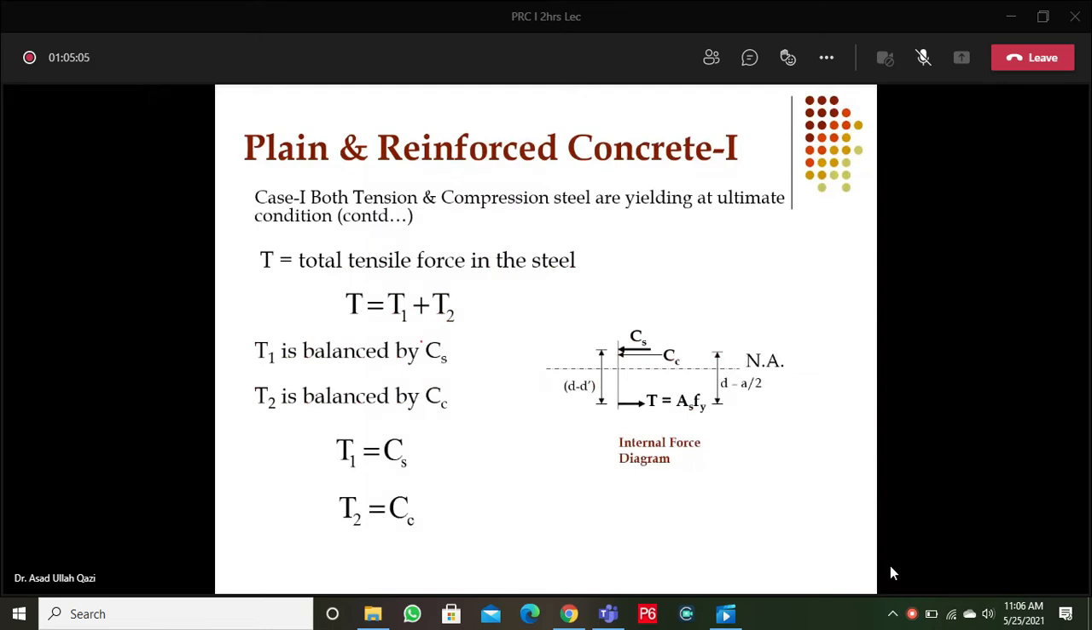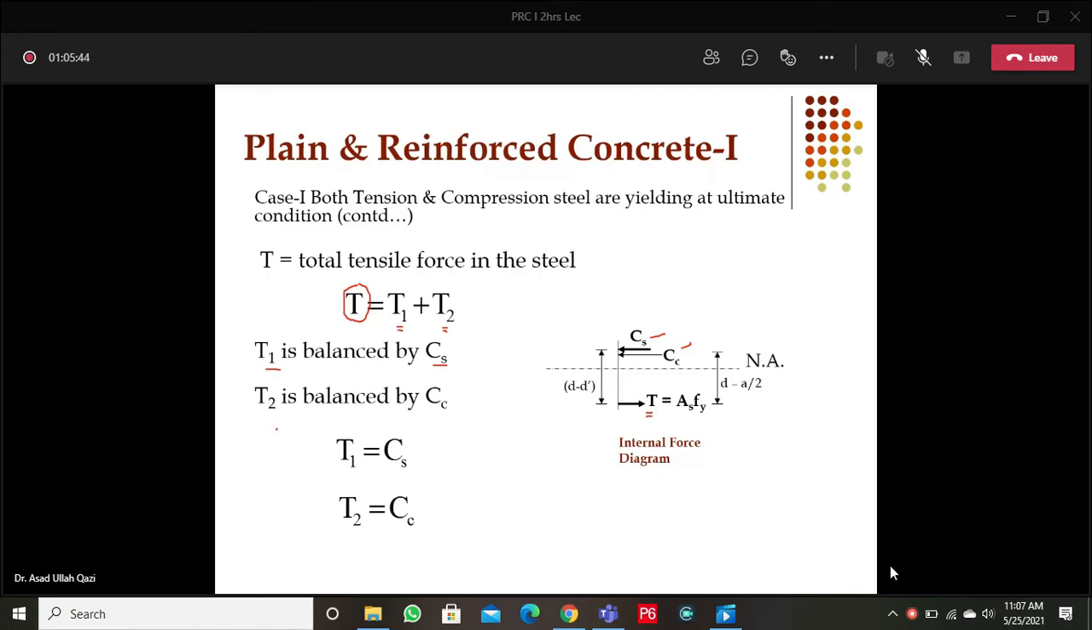What you will do, suppose both steels are yielded. Now the time comes to write the internal capacity equation. As I said, T is making a couple with concrete and steel. So theoretically, I will split the steel into two components. The total steel on the tension side has a summation of T1 plus T2. So T1 will make equilibrium with CS. You can choose anyone, T1 as CC and T2 as CS.